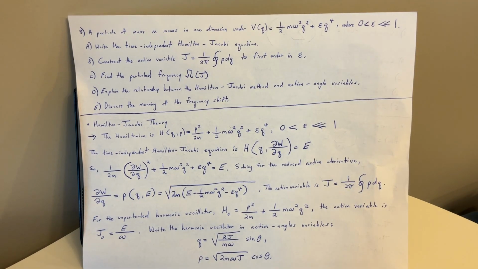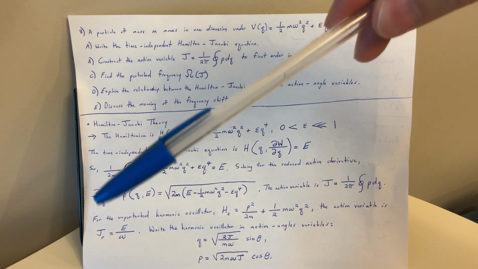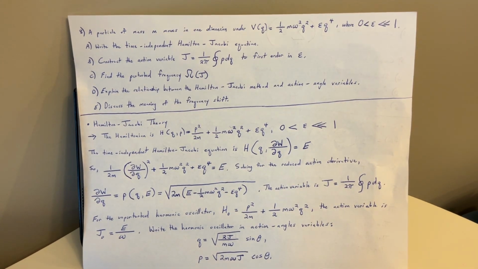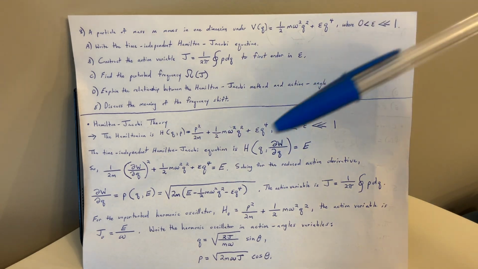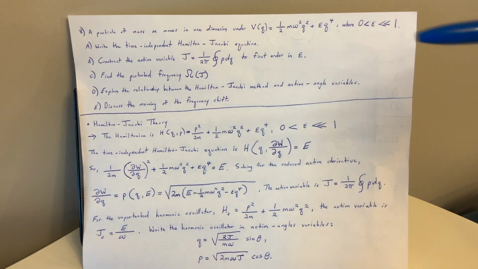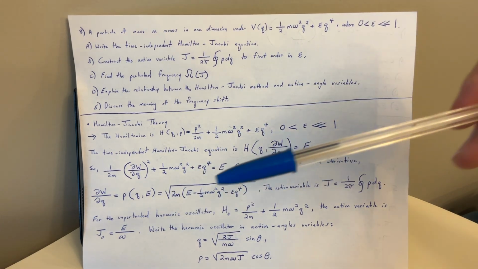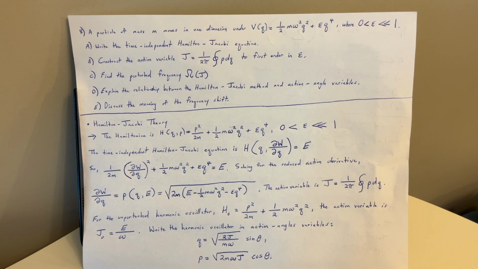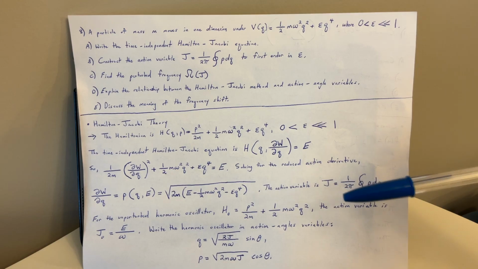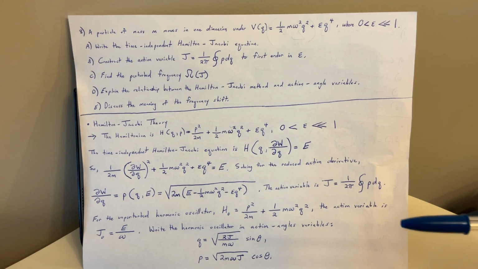From there, solving for the reduced action derivative, ∂W/∂q = p(q, E) equals the square root of 2m times the quantity E minus 1/2 m ω² q² minus ε q⁴. So the action variable is going to be J = 1/(2π).